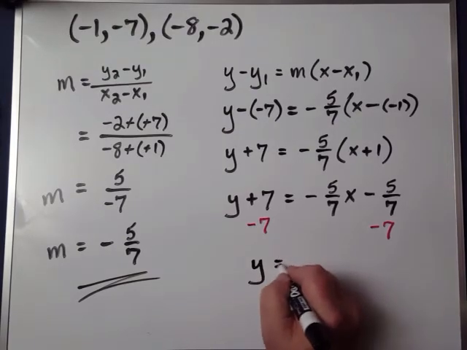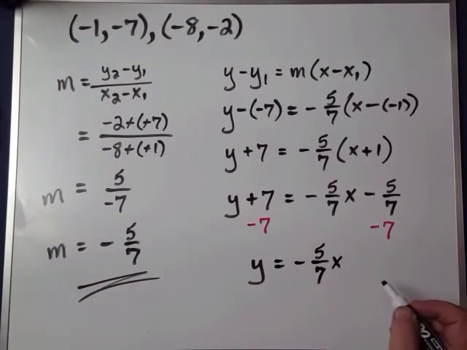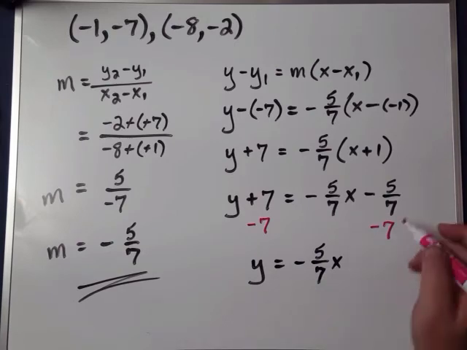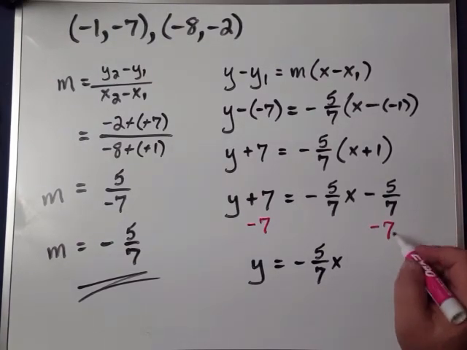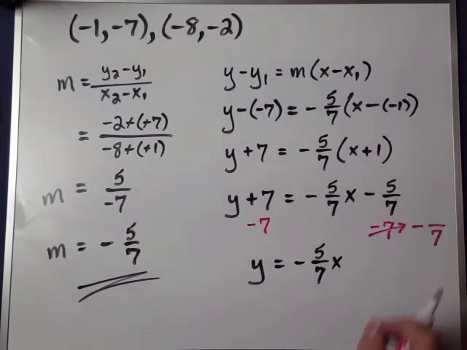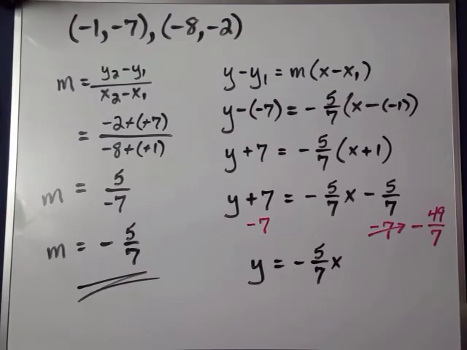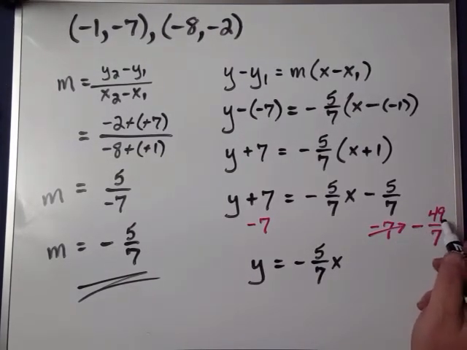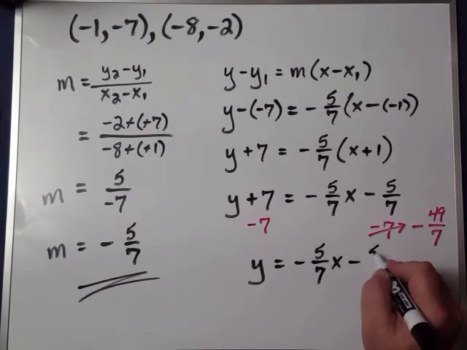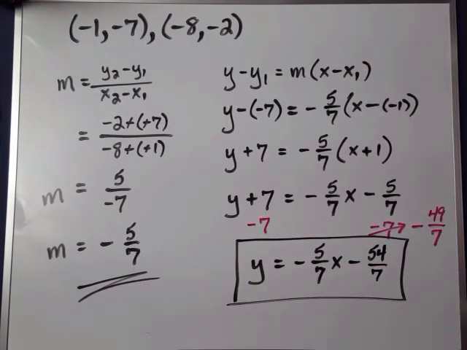So this gives me y equals, the 7 subtract out, negative 5/7 x. And in order to perform this subtraction, or addition, however you want to see that, I need to write my negative 7 as a negative so many sevenths so that I have a common denominator. 7 is how many sevenths? 49 sevenths. Minus 5 of them, minus 49 of them is minus 54 of them. 54 sevenths. And so here's the equation of the line that passes through those 2 points in slope-intercept form.